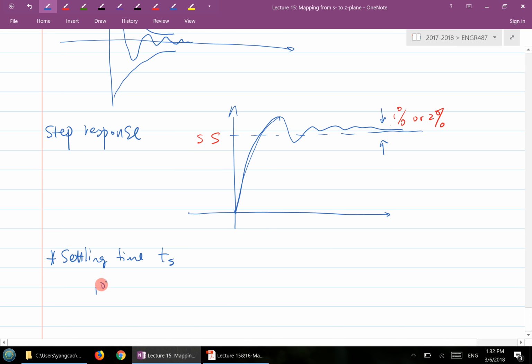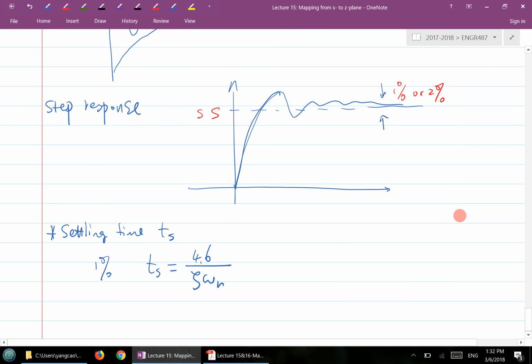You can have 1% settling time. So how long does it take to settle into that 1% region? And this is the result when you have a second order system; it takes roughly this much time to settle into that region. If we're talking about 2%, then TS will be 4 over zeta omega n. So slightly smaller, of course. It takes a little bit less time, basically.